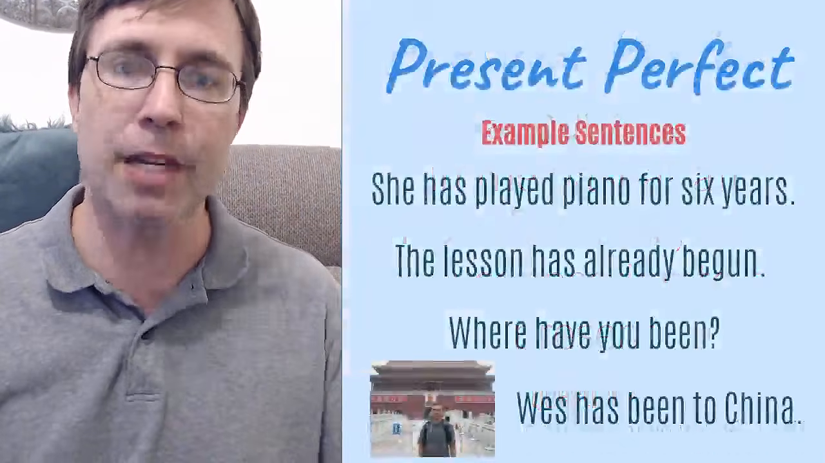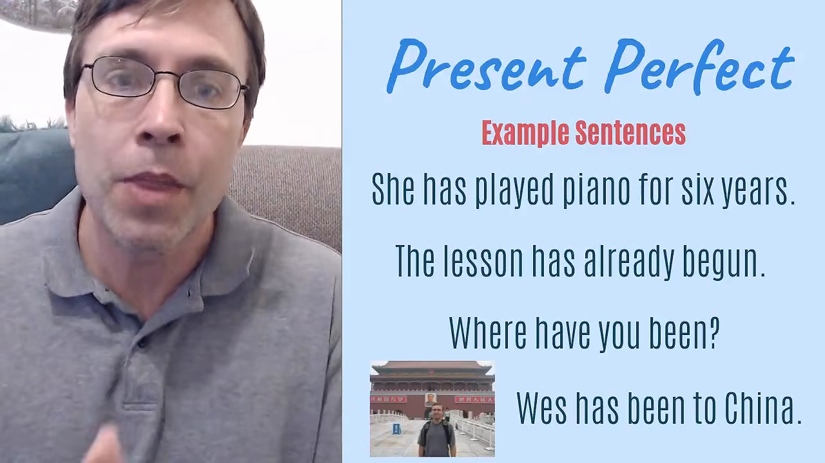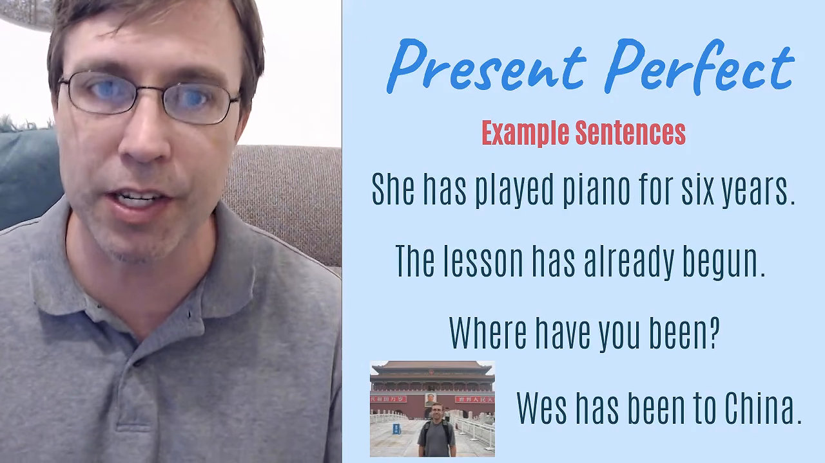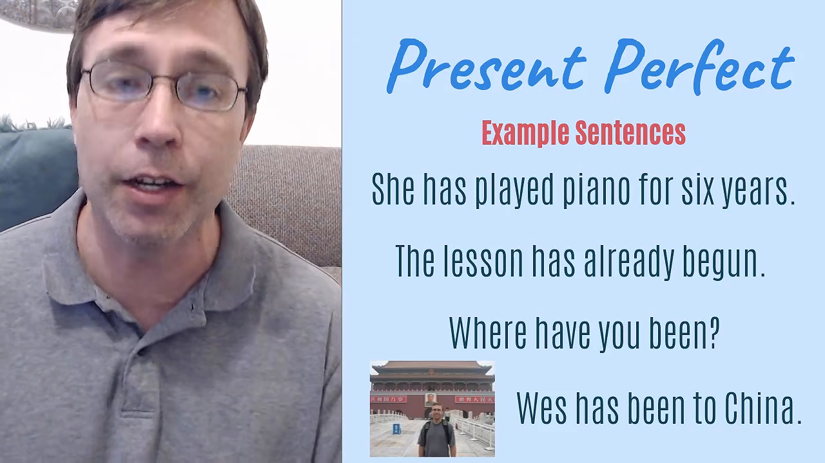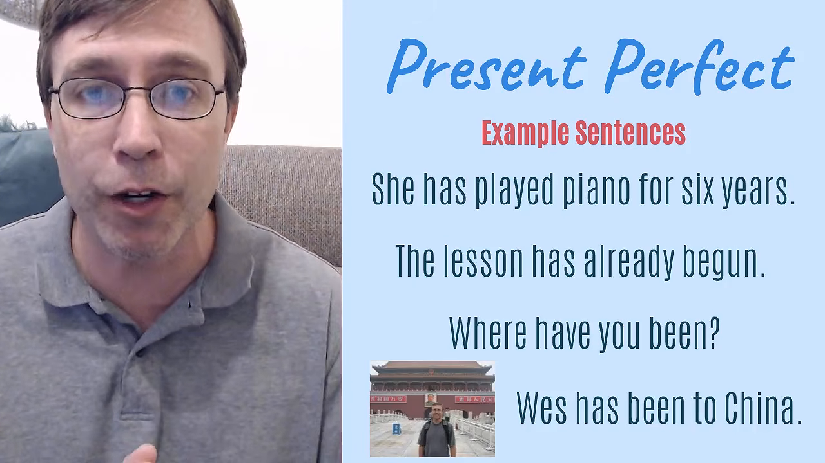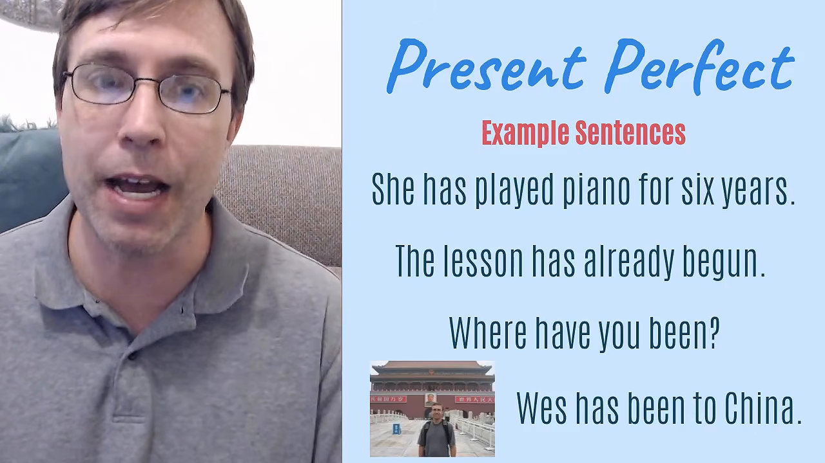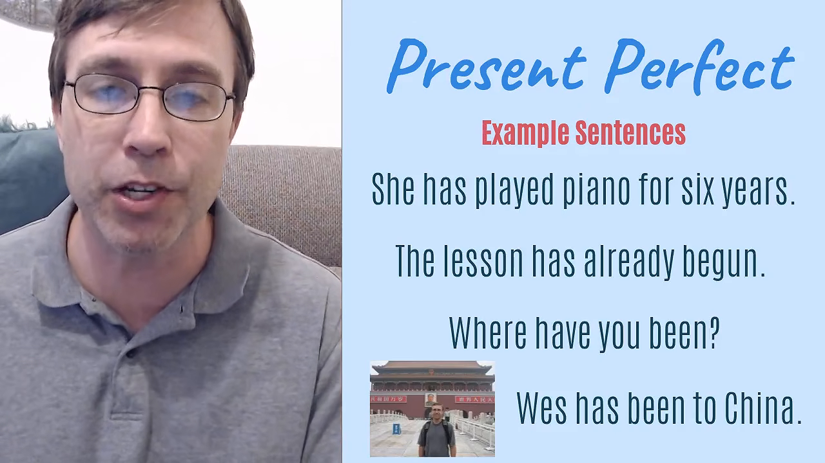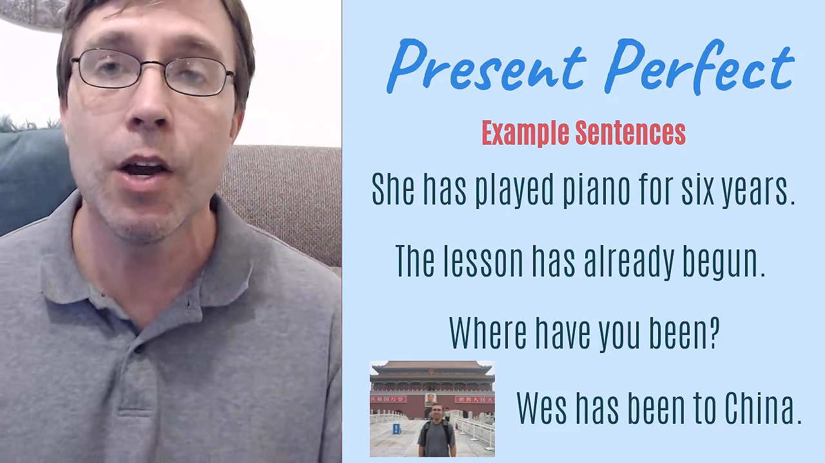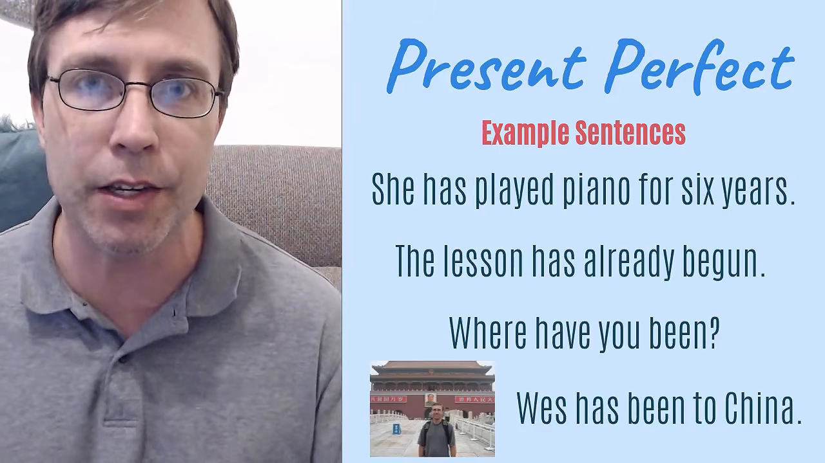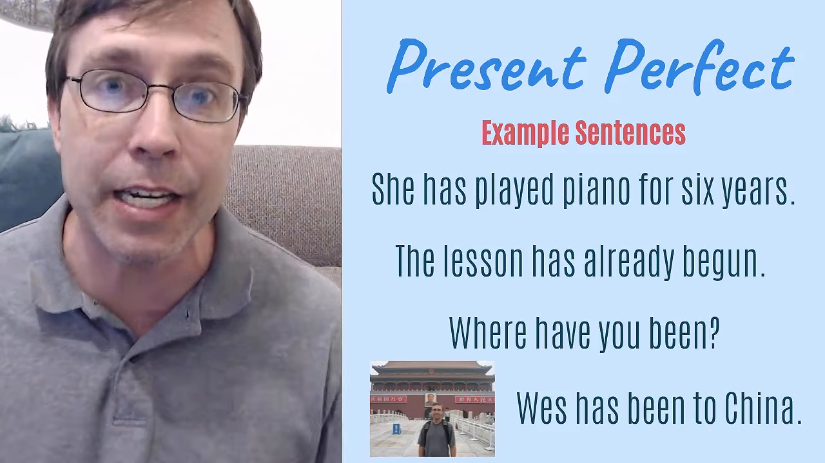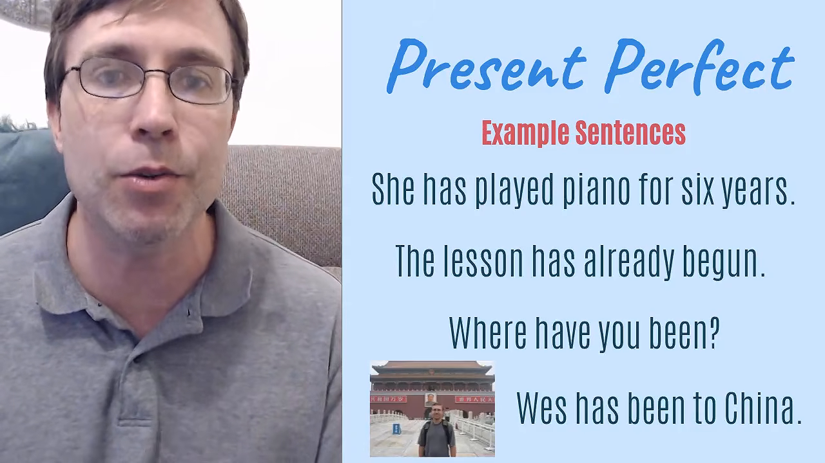So let's look at some example sentences. Okay, so present perfect, all right? She has played piano for 6 years. Again, look at how it's constructed. You're going to use the helping verb have plus the past participle, has played. She has played piano for 6 years. Now, what this tells us, when you see for and since, those are two words that are going to indicate, okay, I think I might use the present perfect.